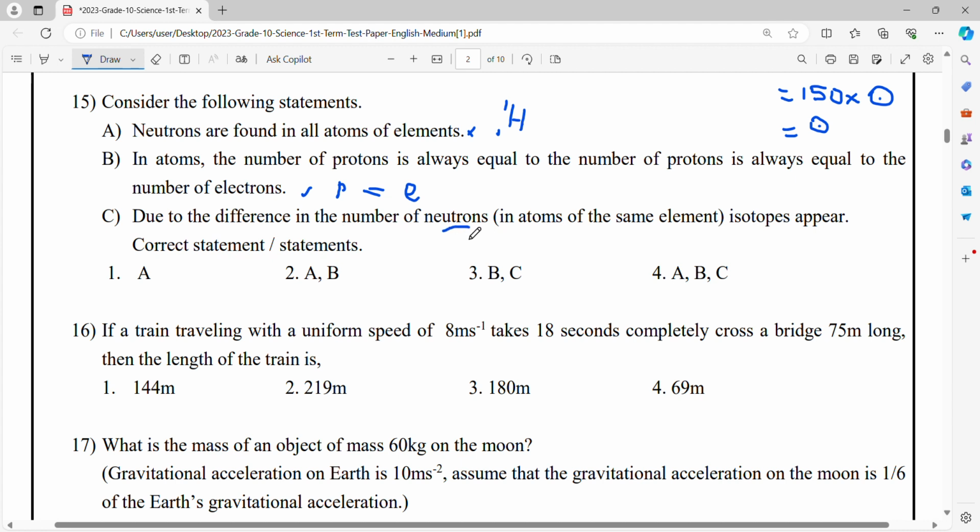Yes, this is the reason for change in the mass number of the same atoms. Isotopes: the reason for isotopes is the difference in the neutrons. This statement is also correct. Isotopes have the same atomic number but different mass number. So the mass number difference is because of the difference in the neutrons. So the answer is B and C.